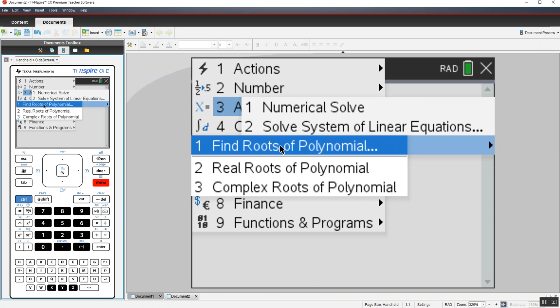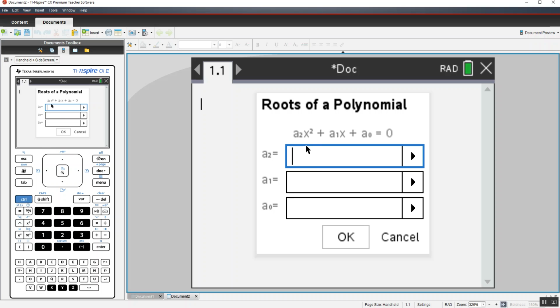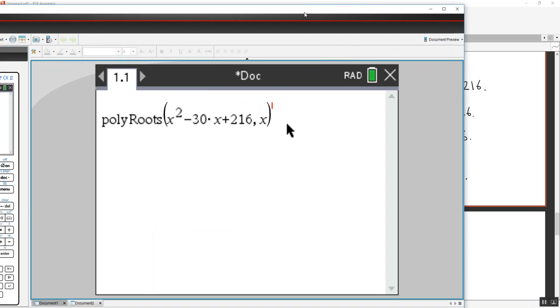You see that, Ashlyn? You got that? Greg, you got that? And you click on it. So this is degree 2 because it's a squared, and we want real roots. Just hit OK. We're going to put in the coefficients in front of our values here. What's in front of the u squared? 1. What's in front of the u? And the coefficient by itself is 216. Hit OK.